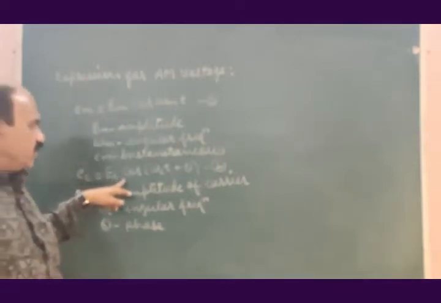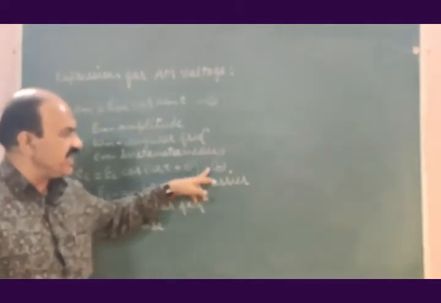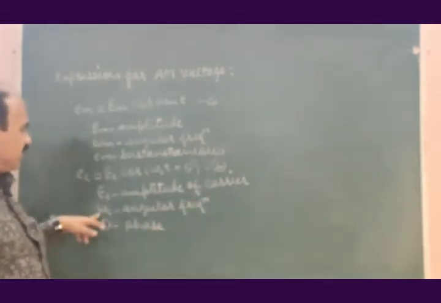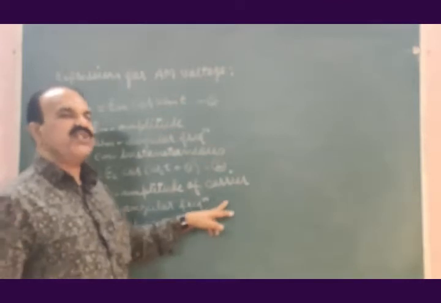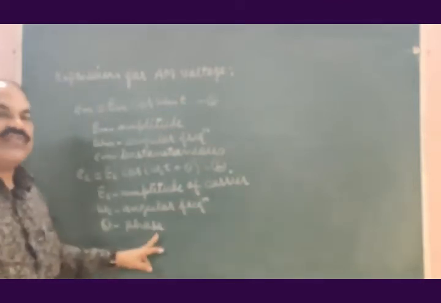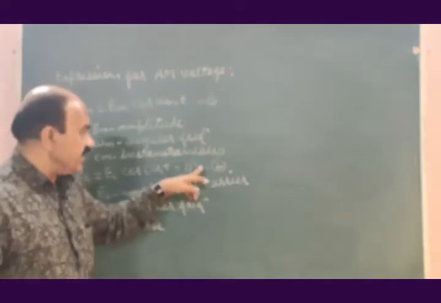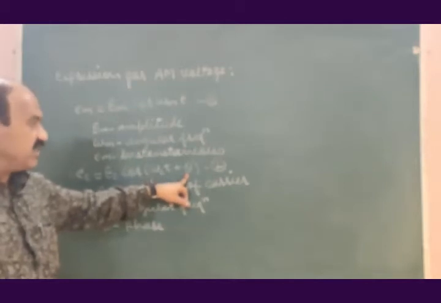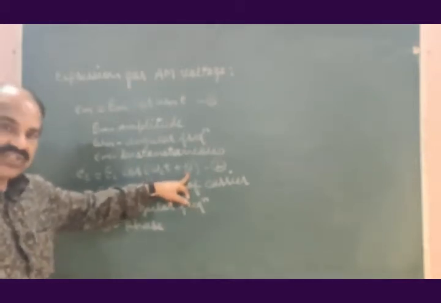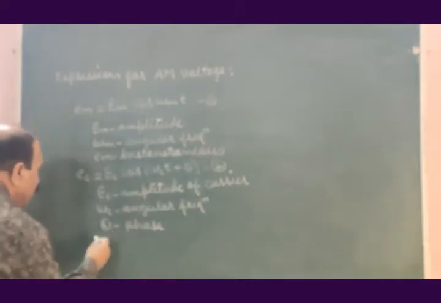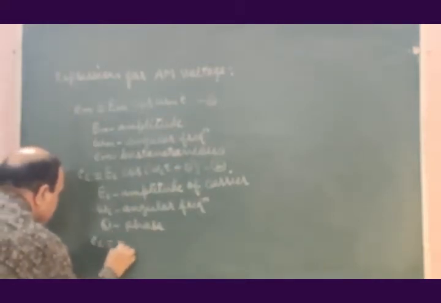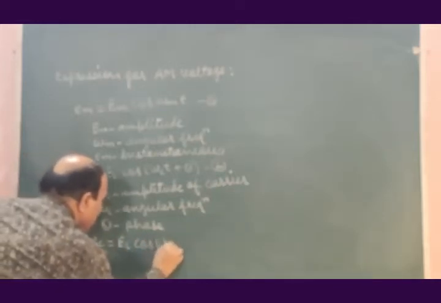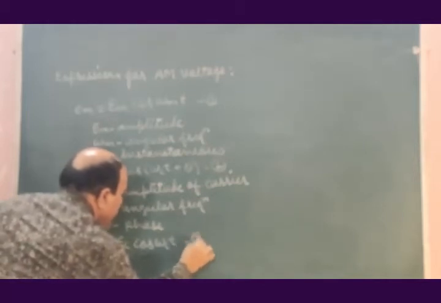Small ec is equal to capital EC cos omega Ct plus theta, equation 2, where capital EC is amplitude of carrier voltage, omega c is angular frequency of carrier voltage, theta is phase of carrier voltage. Here there is no role of theta in amplitude modulation, and therefore let us ignore this theta, and equation 2 may be written as EC is equal to capital EC into cos omega Ct, equation number 3.